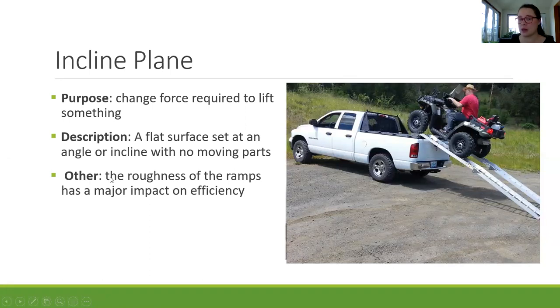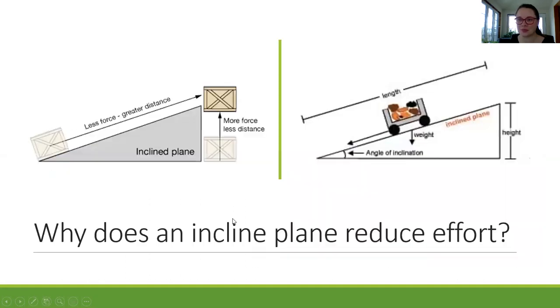And the other important thing that we're going to find when we talk about a ramp is the roughness of the ramp is going to have a major impact on efficiency. So the more rough the ramp is, the less efficient. Although sometimes we need that roughness or our wheels won't grip. So it's one of those kind of catch-22s.